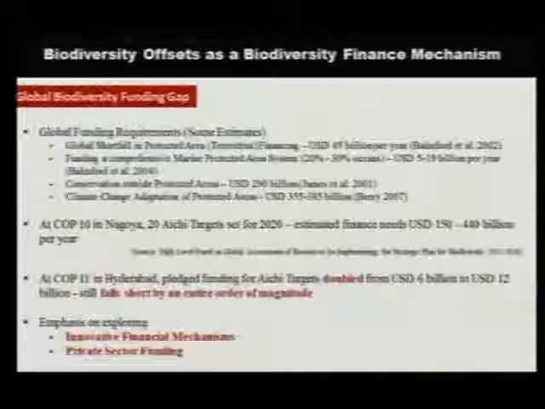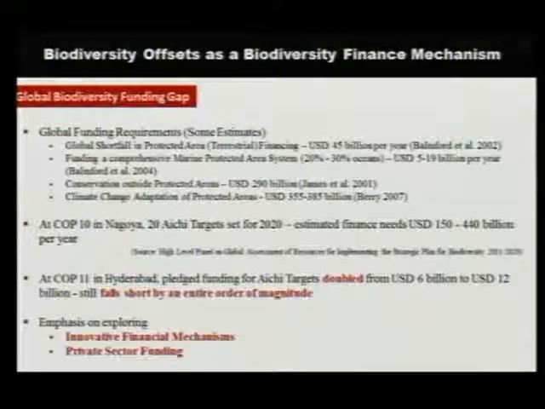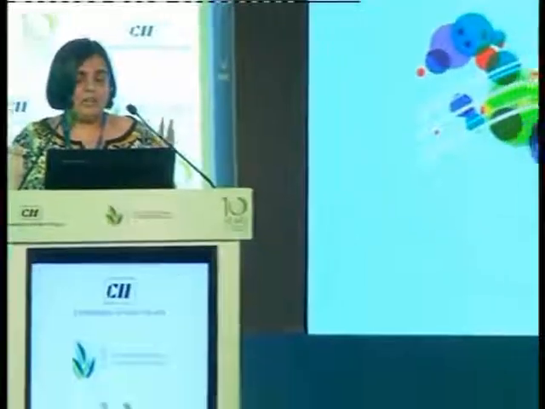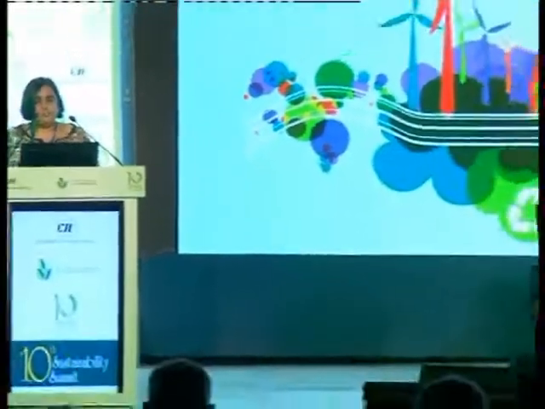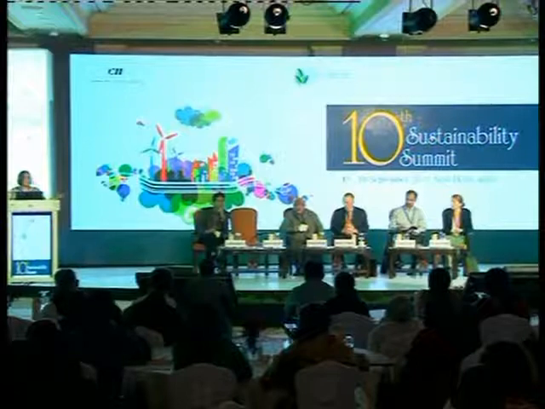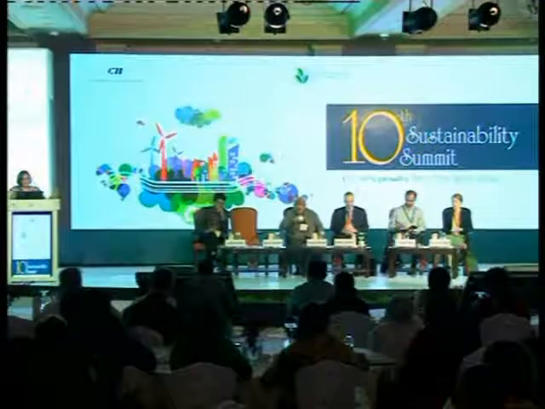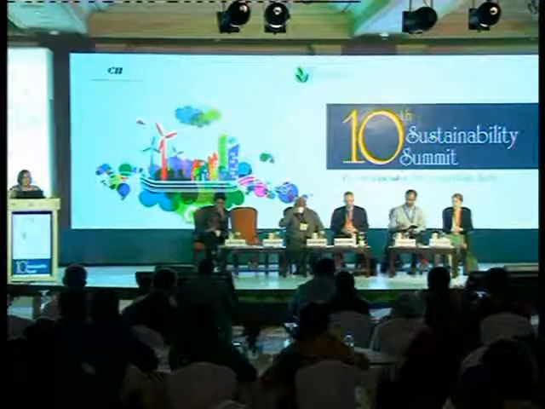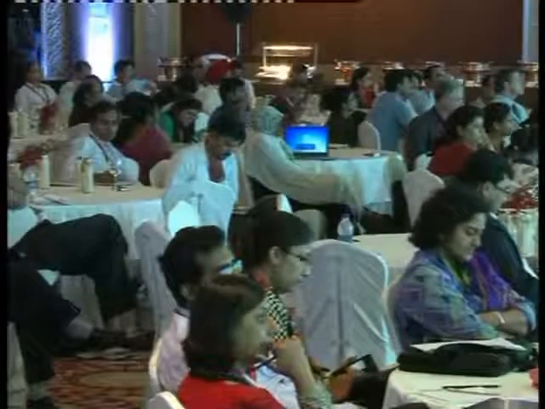I've just pulled out some statistics from the web. These are the global funding requirements if you really want to conserve biodiversity globally. There's a shortfall of 45 billion USD per year if you really want to manage protected areas effectively. This is the global shortfall in the biodiversity finance available.